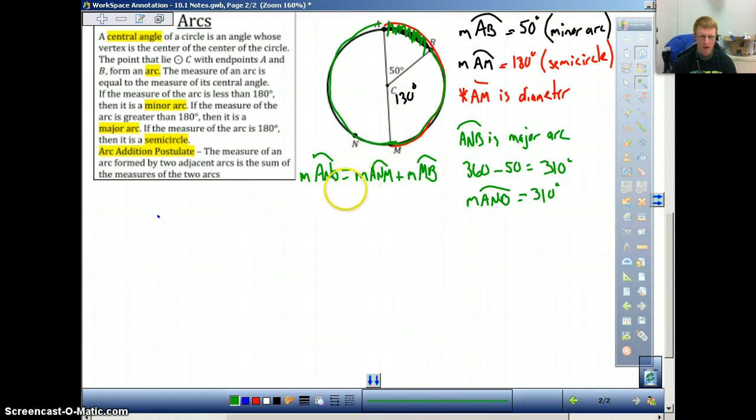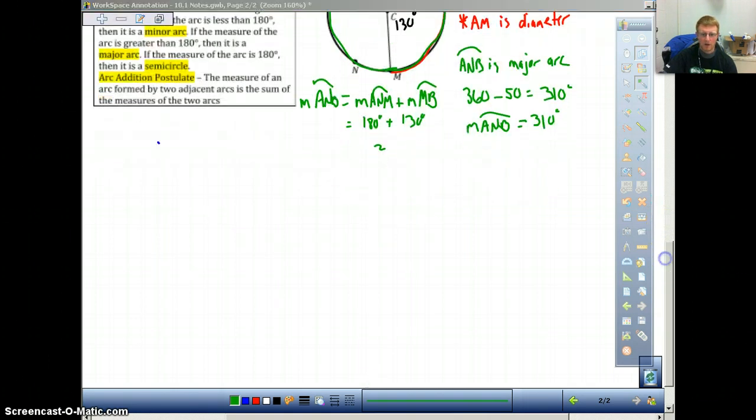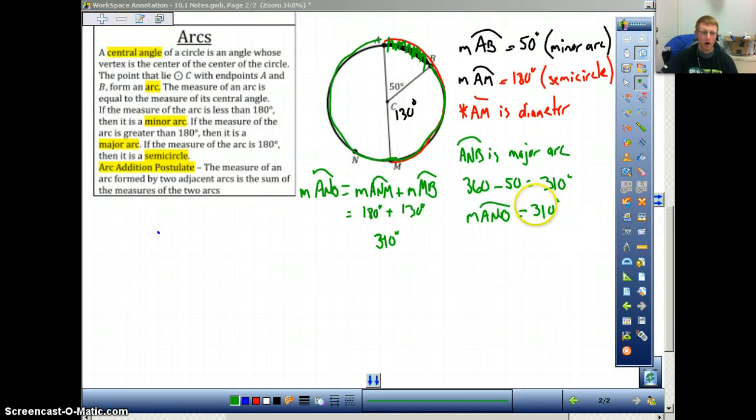In other words, we have 180 degrees plus 130 degrees equals 310 degrees, which we've already identified as being what the measure is. So 310 degrees. It's just taking two smaller arcs and adding them up to be a bigger arc. So again, don't make that too complicated.